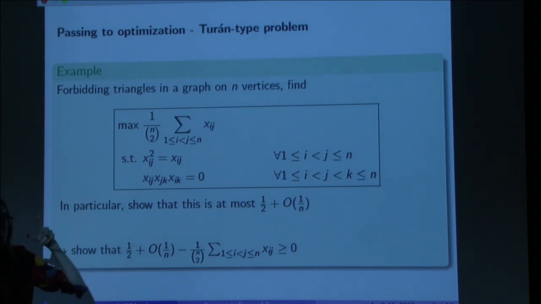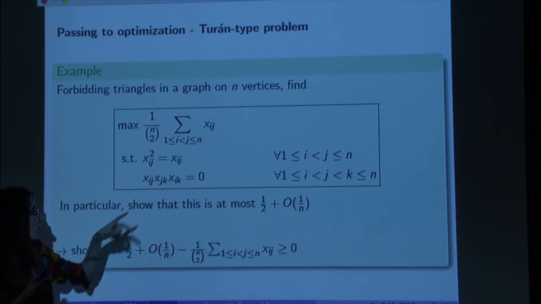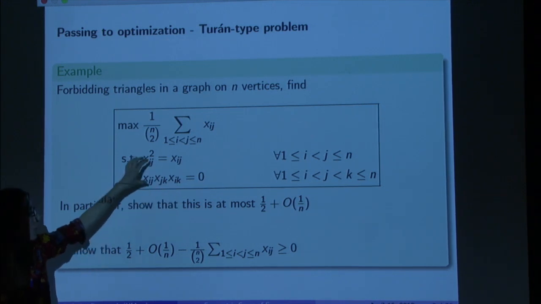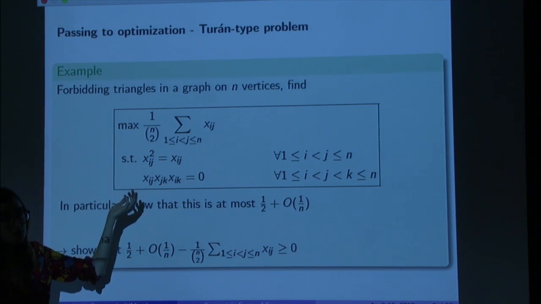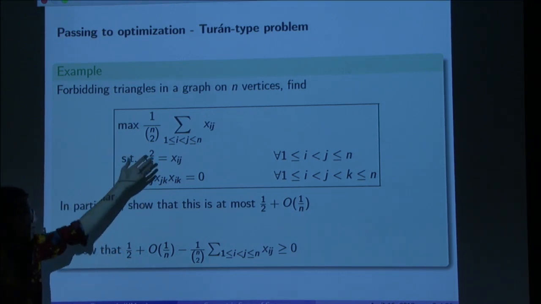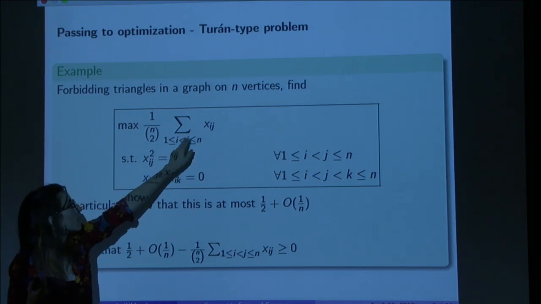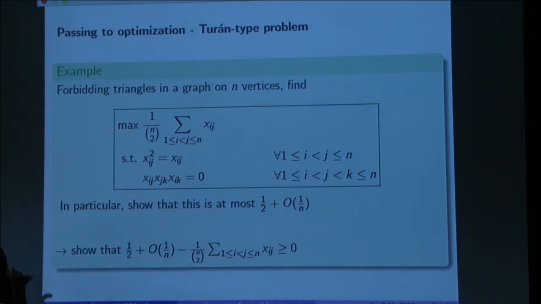And then I need to make sure that I don't draw any triangles. So if I look at any 3 vertices, then 2 of them should not form an edge at least. So that means that the corresponding edge variable should be 0. So if I take the product of the 3 edge variables, I should get 0. So okay, I have a triangle-free graph on n vertices, and now I want to maximize the number of edges. I want to maximize the edge density. So I count the total number of edges I drew, and I divide by the total number of edges there could have been, n choose 2.